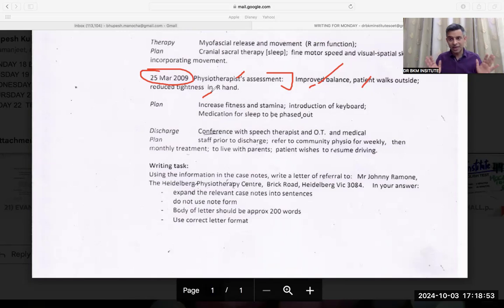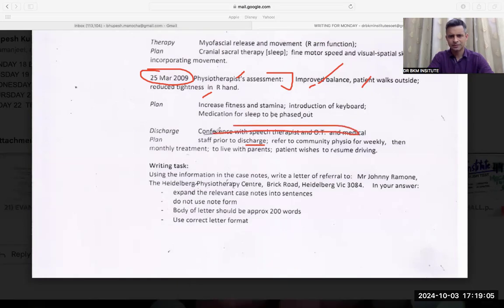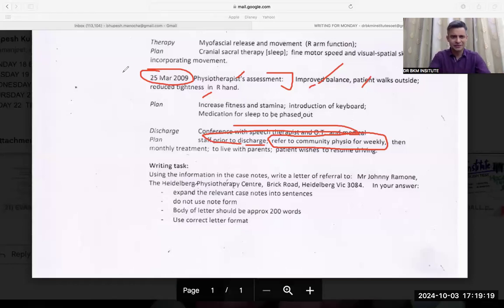And so discharge plan means the plan is to conference with the speech therapist and OT and medical staff prior to discharge. So prior to discharge, they will have a conference. Refer to community physio. Now, this is the point you need to understand. This is special. Even in today's letter, this is not a visit letter. Normally, we believe that a date means visit letter, but this letter is not a visit letter. The date means they are telling the progress on the day of the hospitalization.